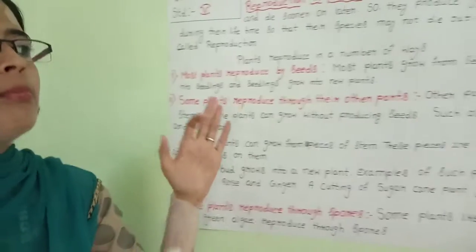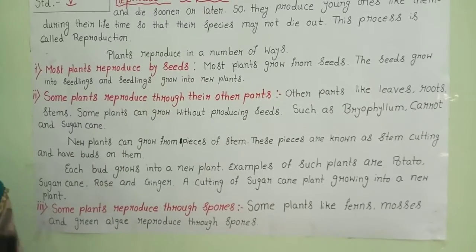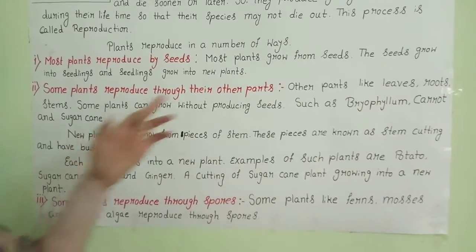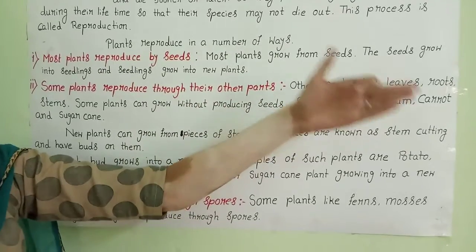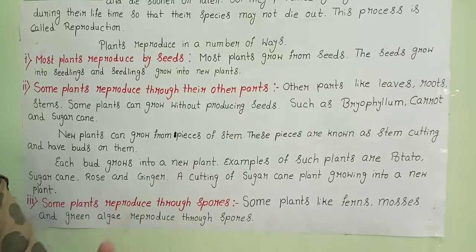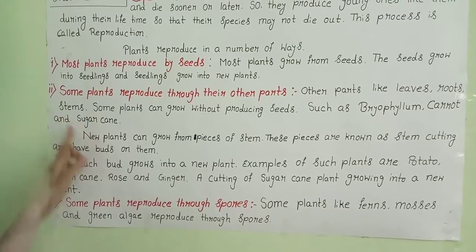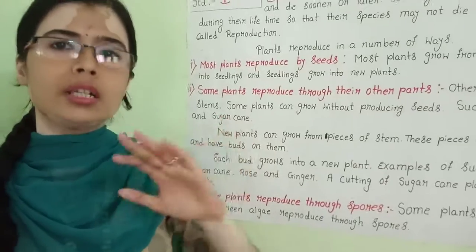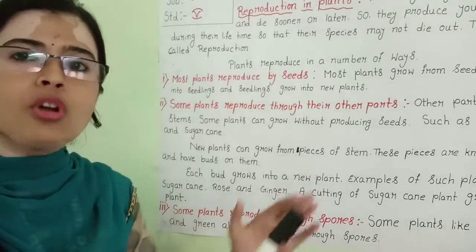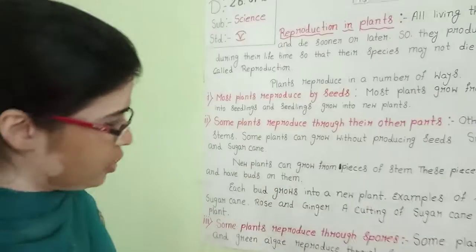Some plants can make their new plants through roots, such as carrot, radish, beetroot, etc. Some plants make their new plants from leaves, such as bryophyllum. Bryophyllum leaves make new plants. And the next one is stem. Some plants can grow from their stem. If you cut a sugarcane stem, this cutting also makes a new plant. This type of process is called the stem cutting process.